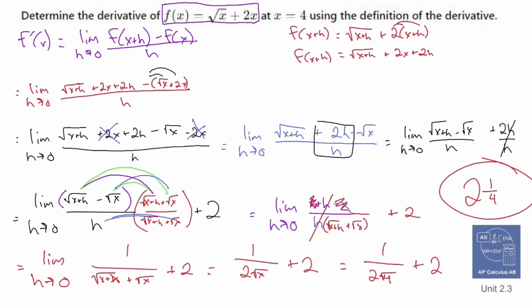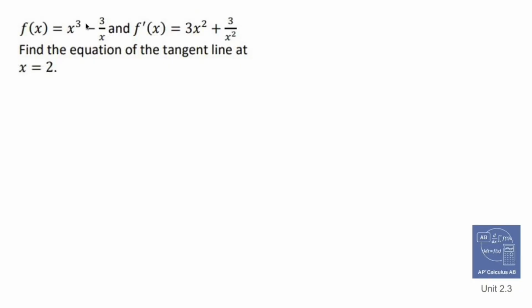Not the prettiest problem in the world, but yeah, that's how you do it. Gross stuff. f of x equals x cubed minus 3 over x, and f prime of x, which gives me the derivative, equals 3x squared plus 3 over x squared. Find the equation of the tangent line at x equals 2. So this is some kind of weird function, and I don't know what the function looks like, but my job is to find the tangent line at x equals 2.